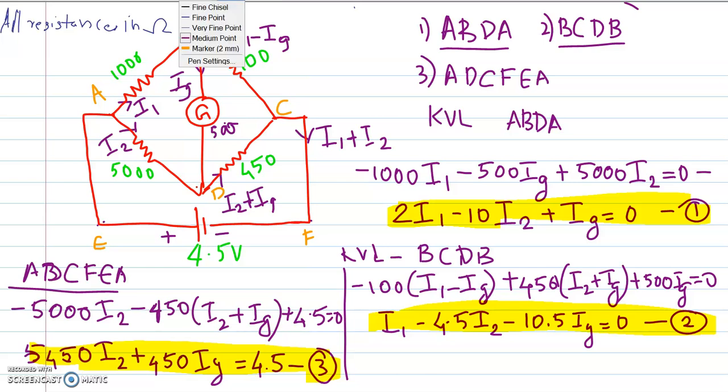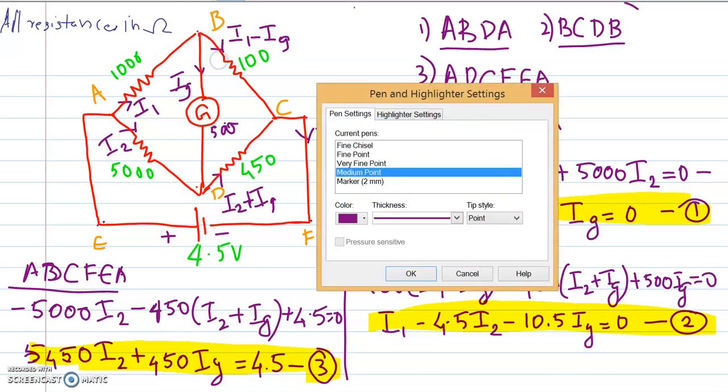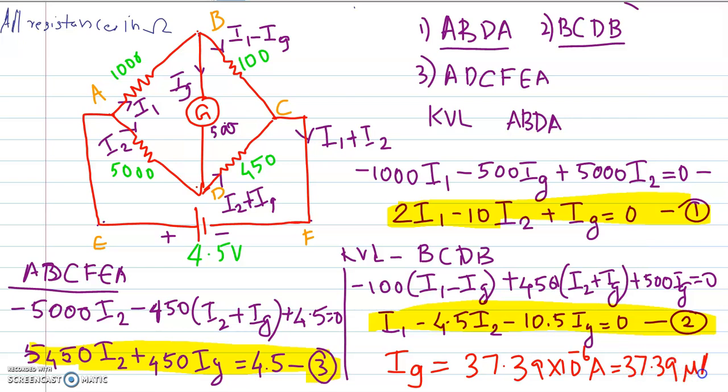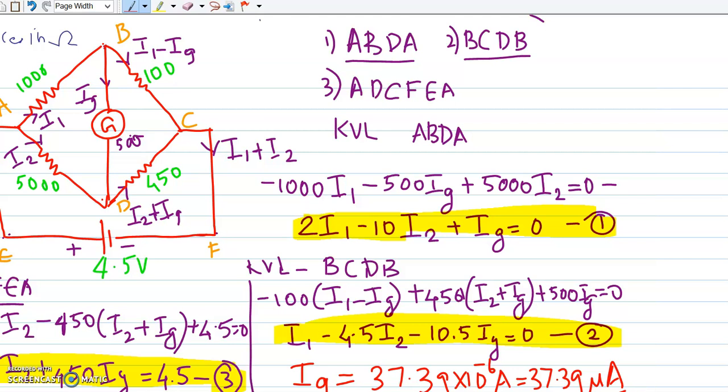By solving them, you will get the answer for the current through the galvanometer as Ig equal to 37.39 times 10 to the power of minus 6 amperes. So this is nothing but 37.39 microamperes.